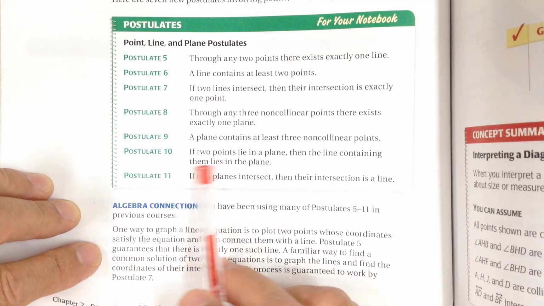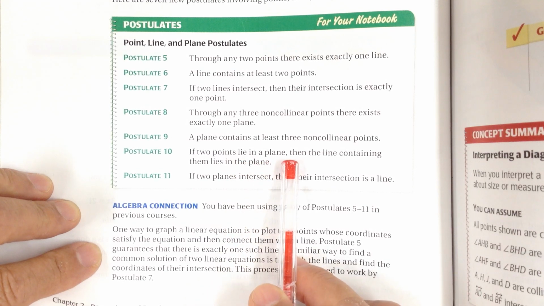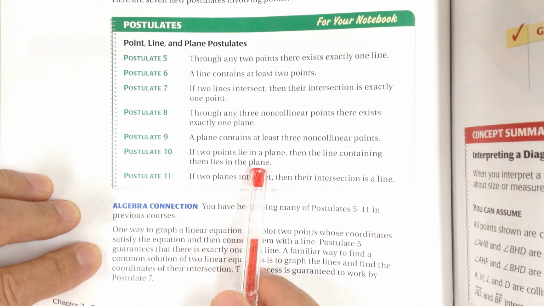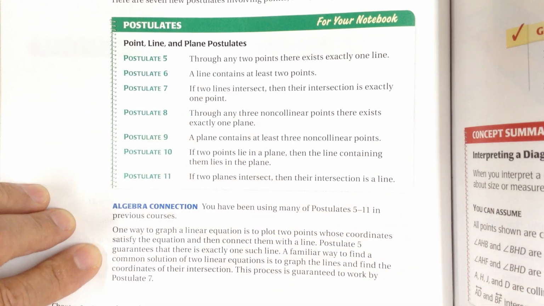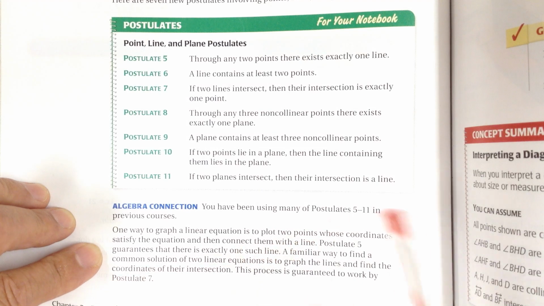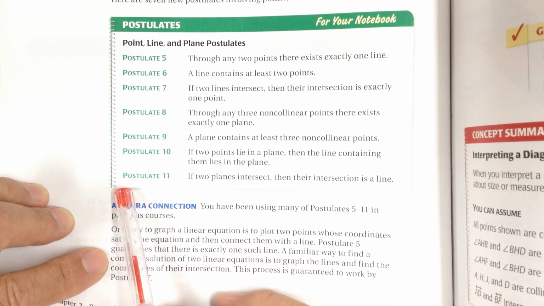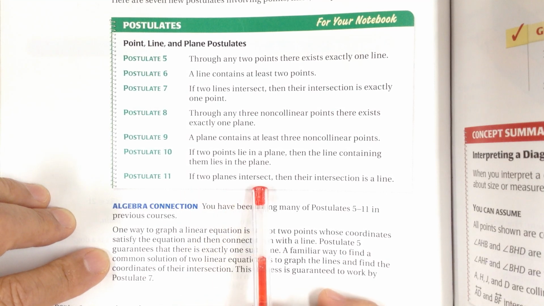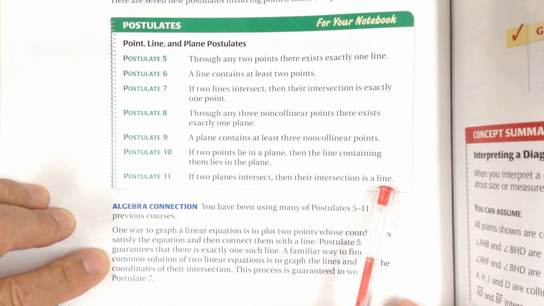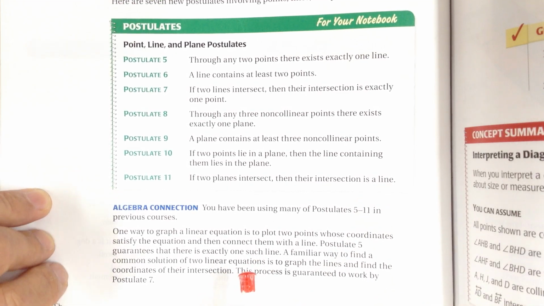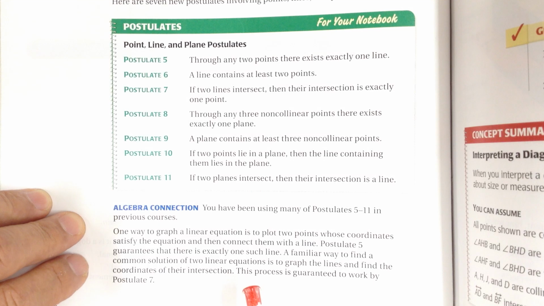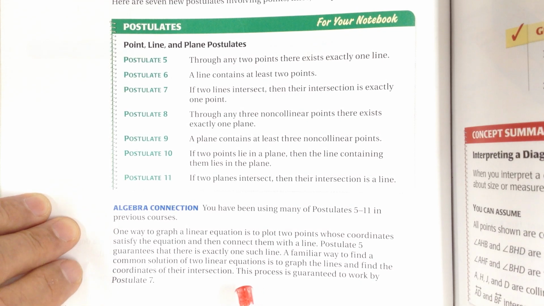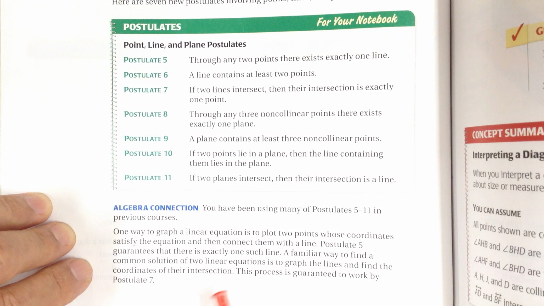Postulate 10. If 2 points lie in a plane, then the line containing them lies in the plane. So again, if the 2 points are on the plane and you draw the line through those 2 points, it's obvious the line is going to be on the plane also. Postulate 11. If 2 planes intersect, then their intersection is a line. A good example is the wall and the ceiling. The wall is a plane, and the ceiling is a plane. When they intersect, you can see it's a line. So you can just look around. When you're doing geometry, for some of these examples, you can just look at physical objects.